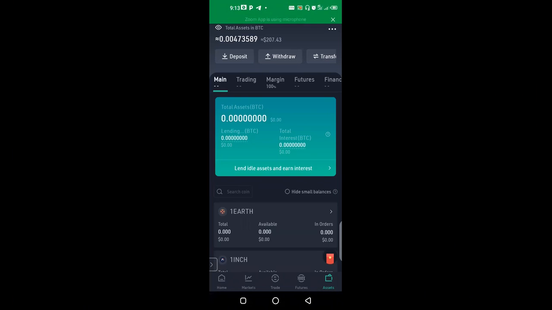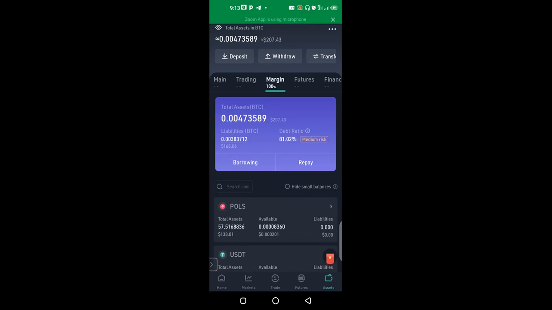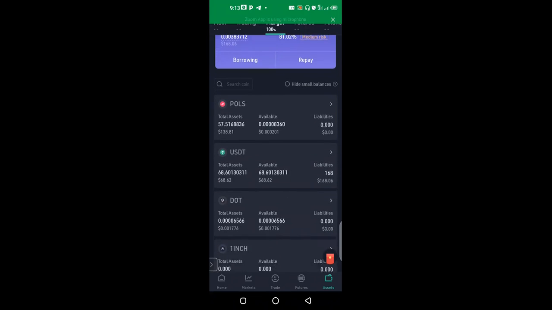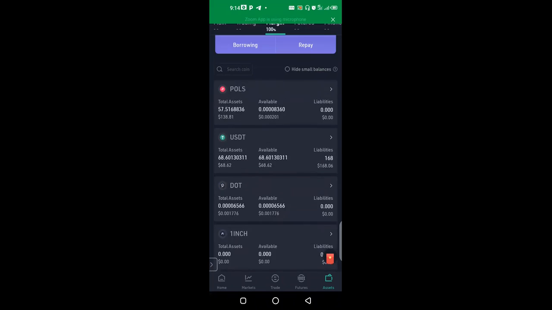Go to margin. You're still holding the POLS trade, and I think you're in profit. You're in profit. Scroll down. Okay, I should leave it. Okay, just scroll down. Scroll back up.